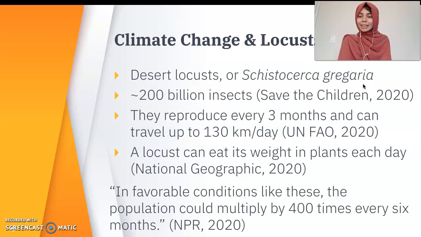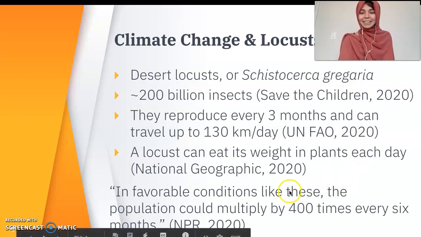Locusts can also eat their weight in plants each day. I read this crazy statistic, something along the lines of a swarm of locusts the size of Paris, so one city, maybe we could equate this to Hargeisa, will eat the same amount of food in one day as half the population of France. So that would be like if a swarm the size of Hargeisa would eat half the food that all the people in Somaliland would eat just in one day. So pretty crazy stuff, locusts, not fun.